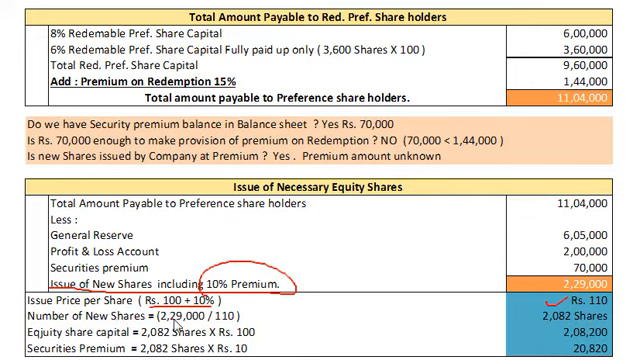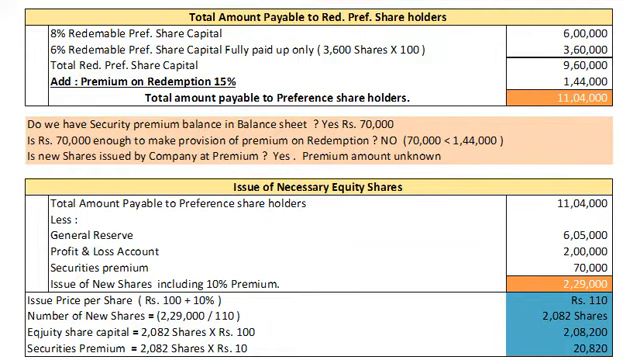So the number of new shares would be 2,29,000 divided by 110, that is 2,082 shares. So equity share capital would be 2,08,200 and securities premium 20,820. Like this we will calculate the sufficient number of new shares to be issued by the company.